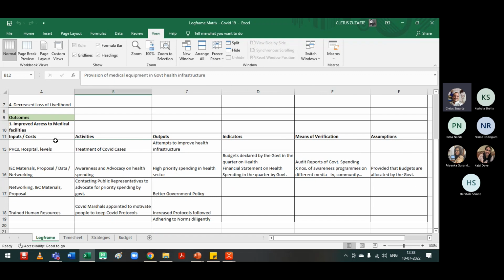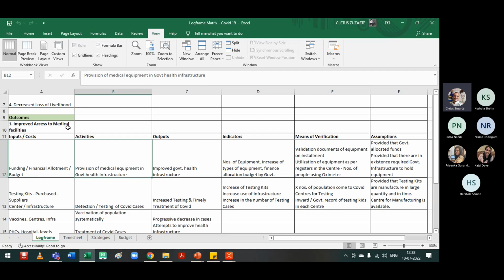So this is what we were looking at. These were our outcomes. There were 4 outcomes. I'm not able to go up, I'm not sure why. Anyway, we looked at the first outcome, improved access to medical facilities, right? In this, we looked at our input cost, our activities, outputs, and our main outcome, which was improved access to medical facilities.